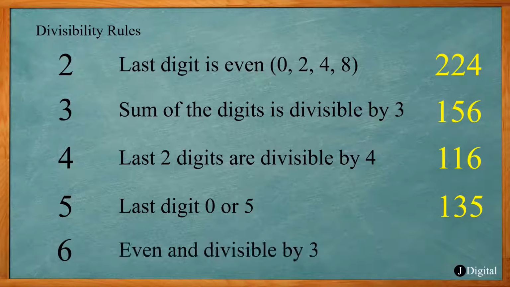If we look at 6, if it's even and divisible by 3, the number is divisible by 6. Remember our rule for divisible by 3, if the sum of the digits is divisible by 3. So we'll look at 126. 6 is even, so that number is an even number. If I add up the digits, 1 plus 2 is 3, 3 plus 6 is 9, 9 is divisible by 3, 3 times 3 gives you 9, so 126 is divisible by 6.